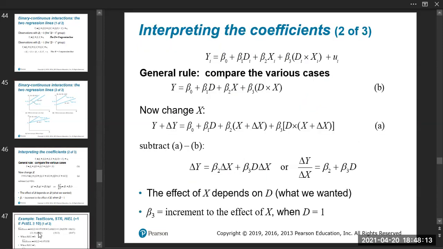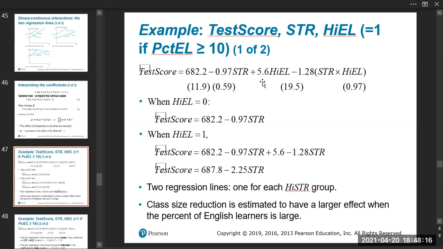So for example, now STR is continuous. High English learner is binary. In this case, you can think of high English learner as the gender. So now we have two regressions. The first one is for high English learner districts, and the second one is for low English learner districts. We have two regressions. Which one is which?